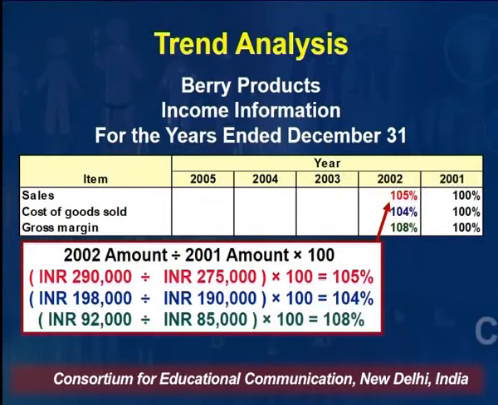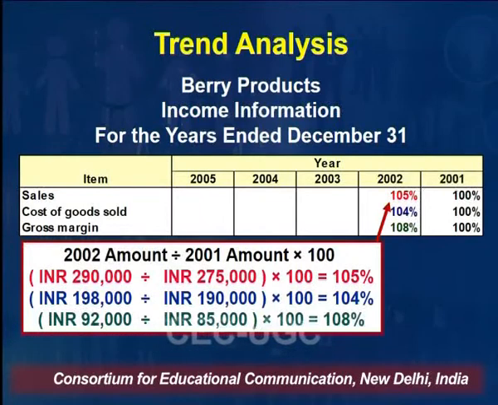For the second value, cost of goods sold, the same process shall be followed. We shall take the value of current year, that is 2002, 1,98,000, divided by the base year value, that is the value of 2001, 1,90,000, into 100, it is giving me the value of 104. For gross margin, the same process when we follow, we get the value of 108.